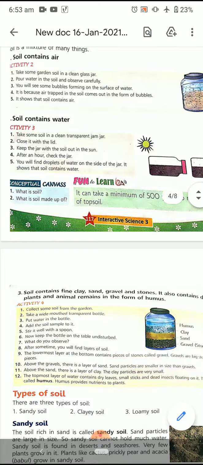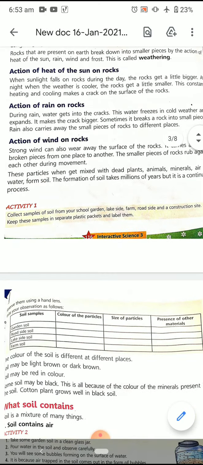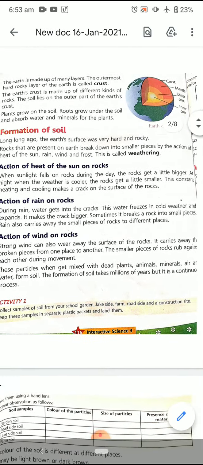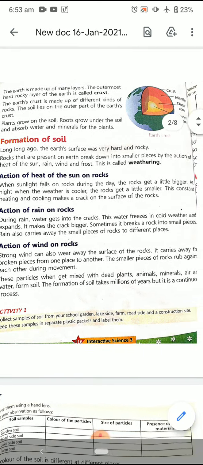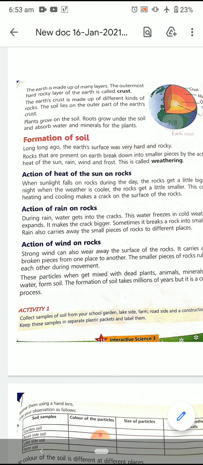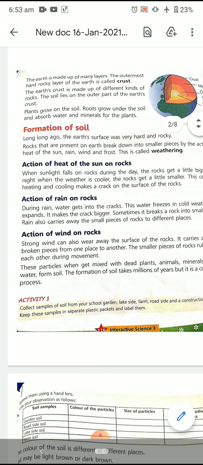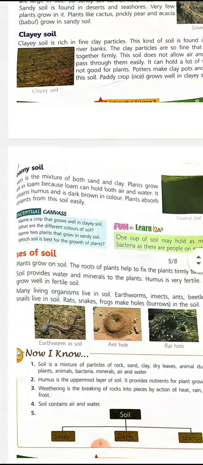Anywhere else you want to read, you can come up to page 116. Now you can see rocks that are present on the earth break down into smaller pieces by the action of heat of the sun, rain, wind, and frost. This is called weathering. So this is also the answer for weathering.